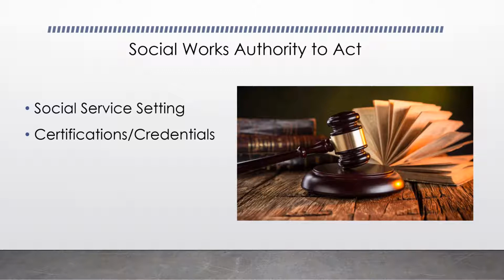For example, if you are working in the child welfare system, your ability to interact and intervene with families who are in crisis, who need a child removed to a safer setting, things like that, the authority for you as a social worker to do that comes, again, from the fact that you are a social worker, but also from your organization's authority to act in this manner. We're going to talk a little bit more about the different types of social service settings and their authority in the next few slides.